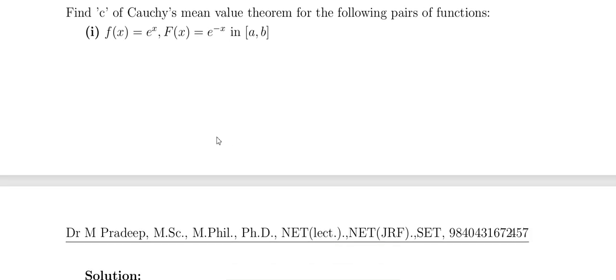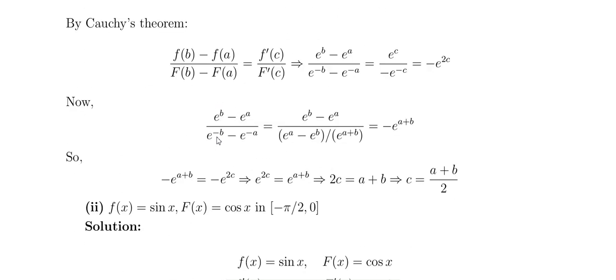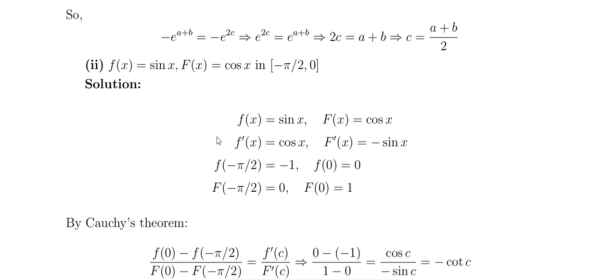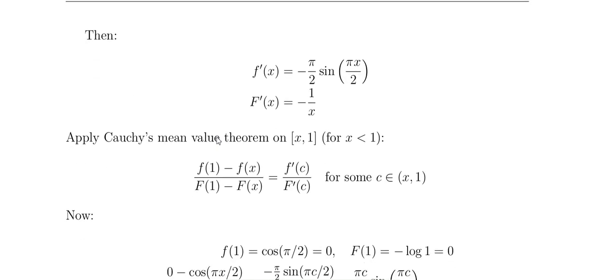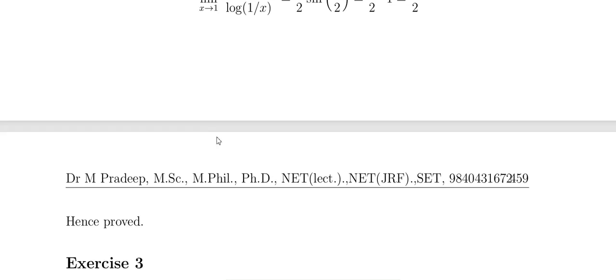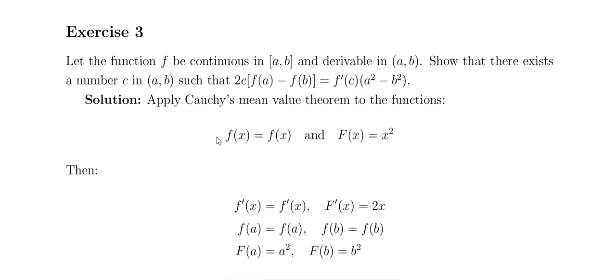So if they give a result like this, you can try. We need to think a little about whether we can apply this Lagrange mean value theorem. So here, this is a different problem. f is continuous and differentiable in a comma b. There exists some number c in a comma b, 2c into f of b minus f of a minus f of b, f dash of c equal to something. Here you can apply the Cauchy mean value theorem. Here the function itself can be given. So take the function f of x equal to f of x and capital F of x equal to x square.